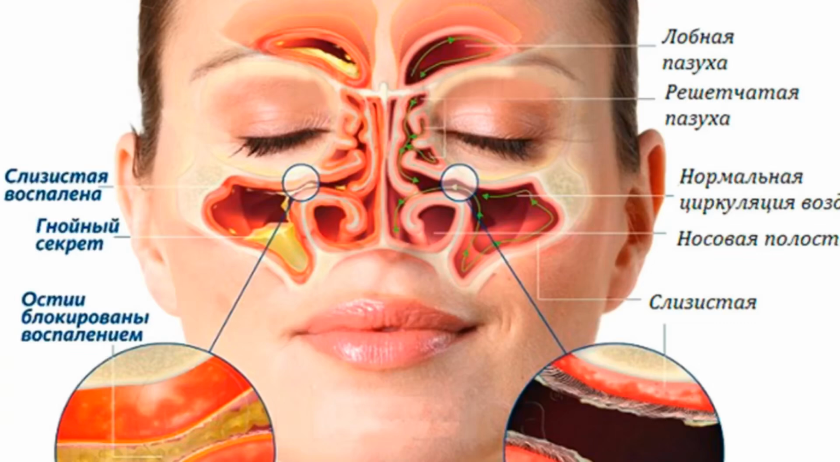Why does pus accumulate in the sinuses? There are 2 reasons for this. Reason number 1 is that the sinus opening, the little window where the sinus opens, is located at the top. Therefore, for the pus to come out from there, it needs to overcome the force of gravity. And how does this happen normally?